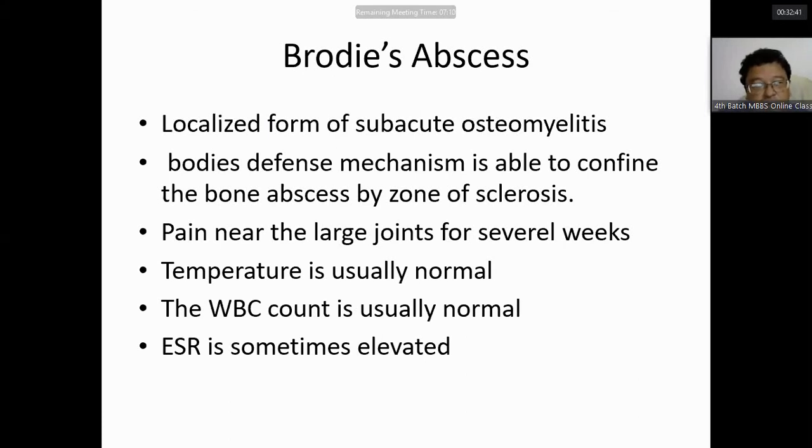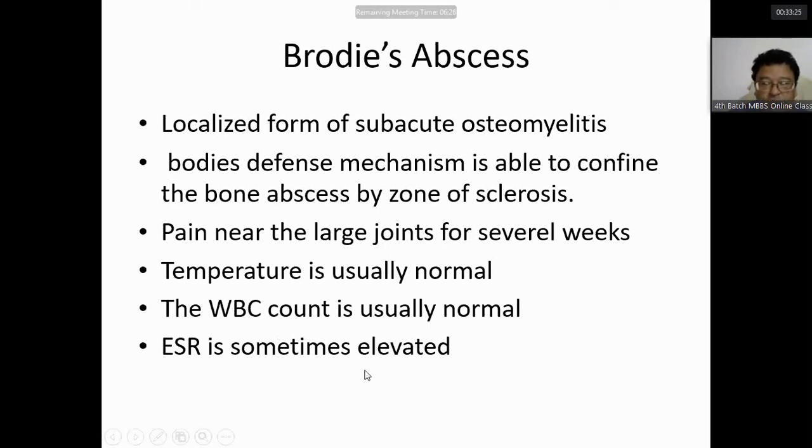Now we'll talk about subacute osteomyelitis. Brodie's abscess is one form of subacute osteomyelitis. As I told you, in this case the organism is less virulent and the host is more powerful. So the host defense mechanism overcomes the bacteria or infective organism, and the infection is limited. The bone abscess is confined by a zone of sclerosis. It is confined to that area. From there it doesn't grow. It doesn't come out of the cortex, or go down to the medullary cavity, or go up to the joint. So it is confined.